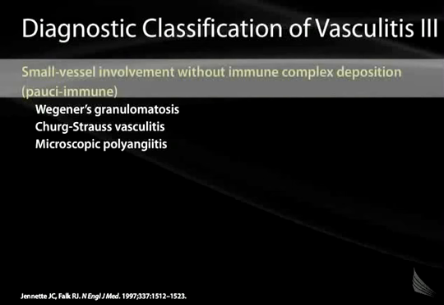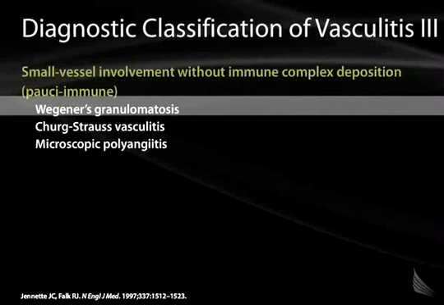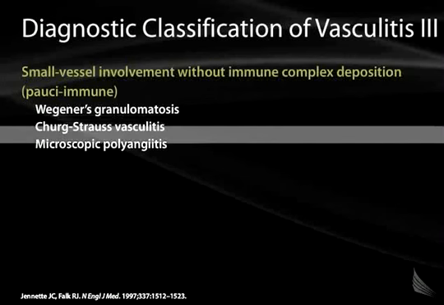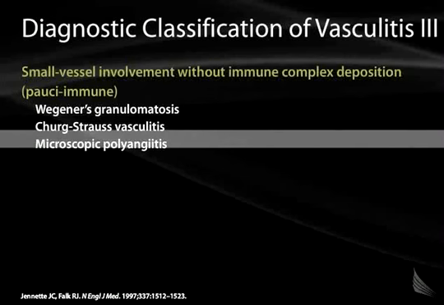Small vessel involvement without immune complex deposition, or pauci-immune vasculitis, can be seen in Wegener's granulomatosis, Churg-Strauss vasculitis, or microscopic polyangiitis. Whereas in the immune small vessel vasculitides there are immune complex depositions, the pauci-immune small vessel vasculitides often have granulomatous inflammation or frank necrosis of the small vasculature.